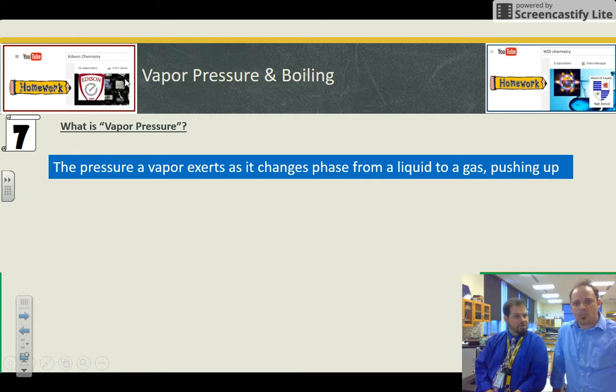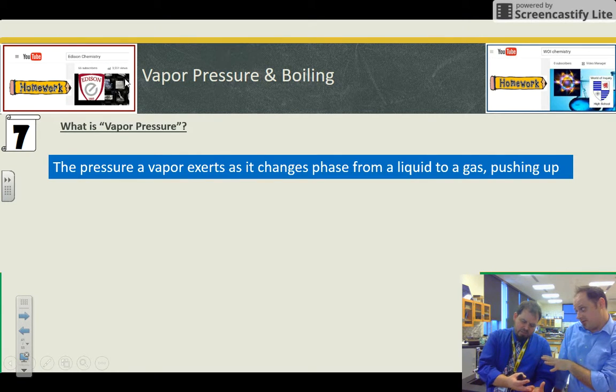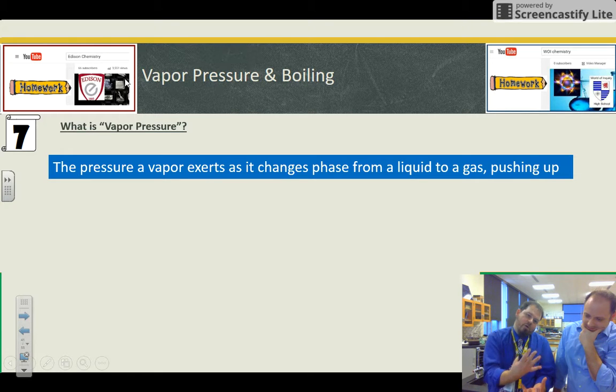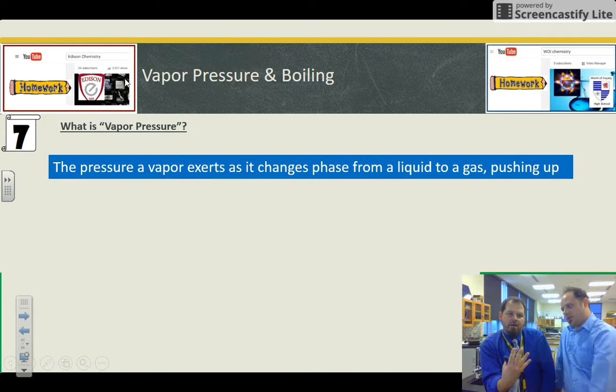Now, vapor pressure is the opposite direction. So the atmosphere is pushing down, but then I've got a liquid, or a solid. Solids can have it too. Right, but we usually use liquid. And at the very surface, it's trying to go up into vapor. So we get this vapor pressure pushing up, and atmospheric pressure pushing down. It's a push.